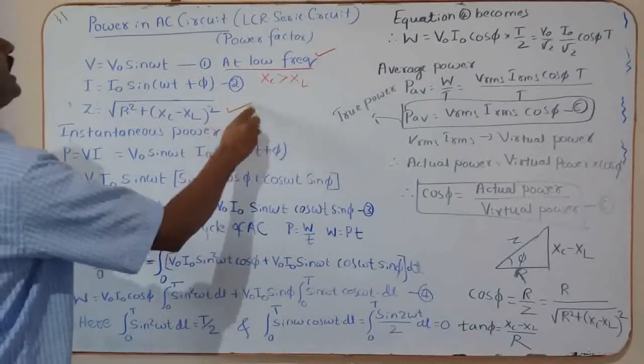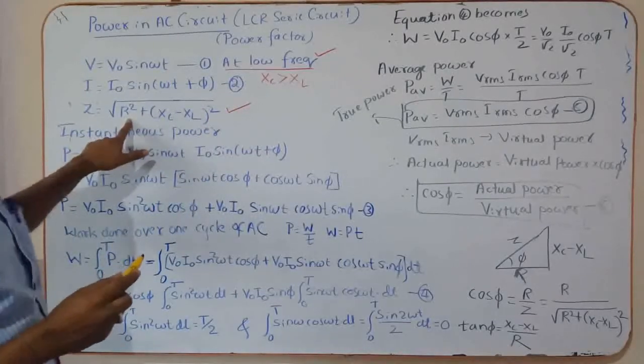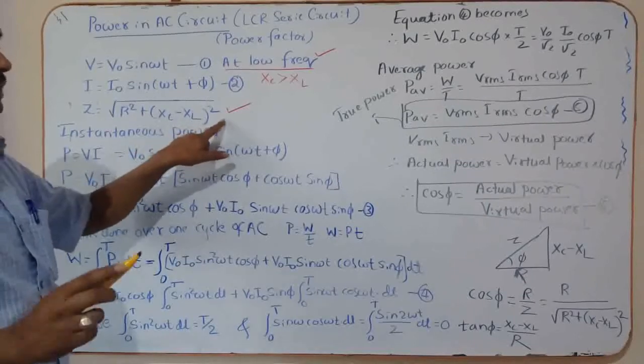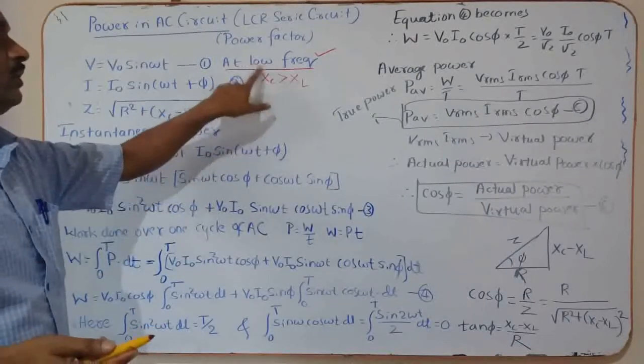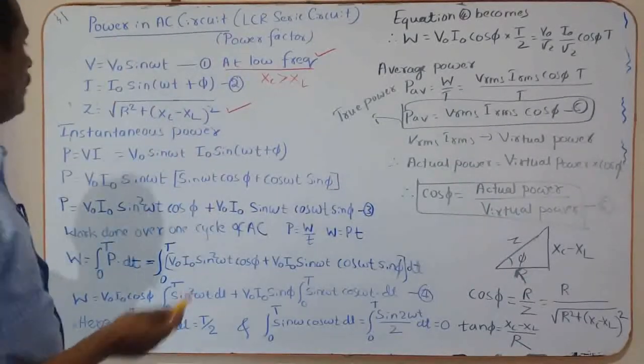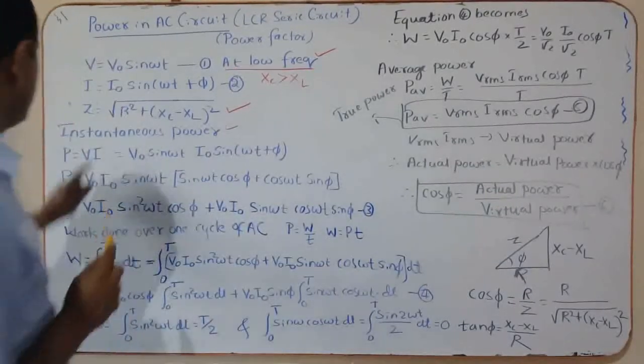The impedance expression is Z equal to the square root of R squared plus (XC minus XL) whole squared. This is for low frequency. Now what is the instantaneous power?